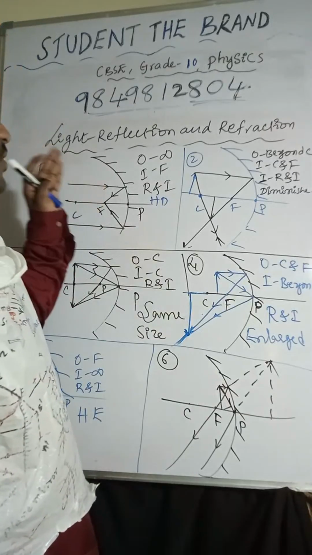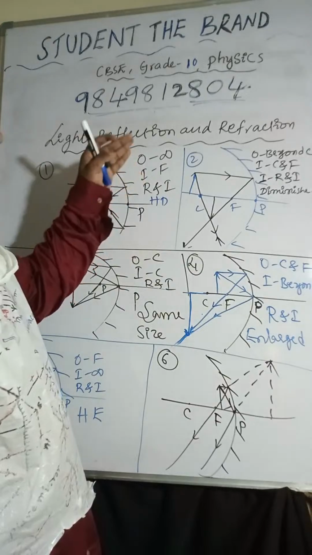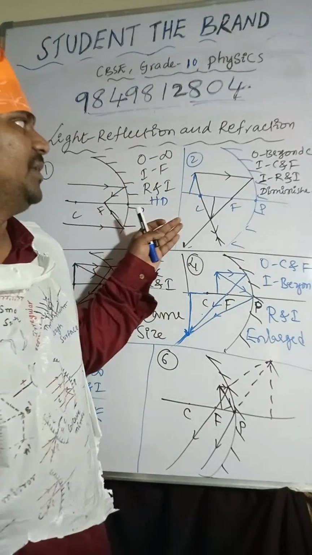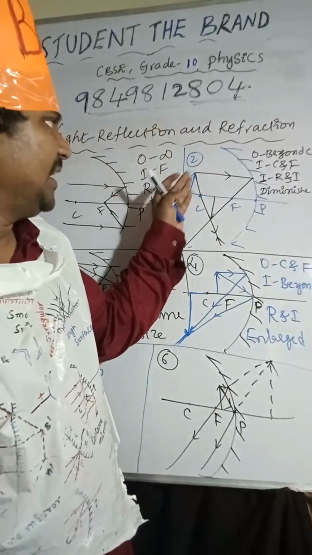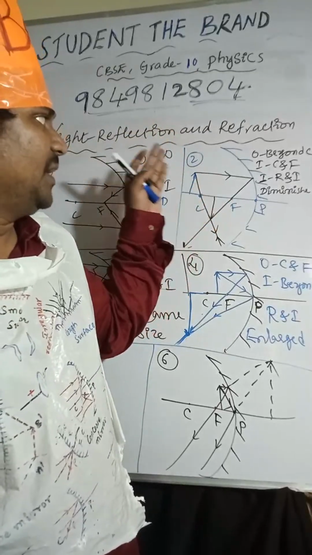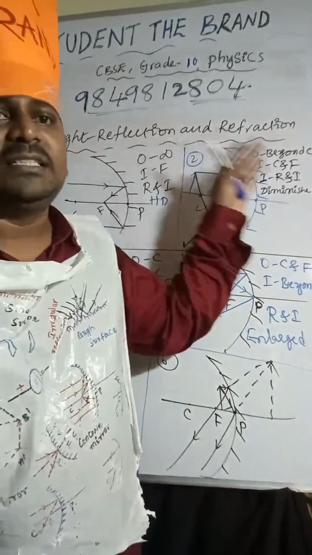Object is placed at infinity. Image is forming at focus. Nature of the image is real and inverted and size of the image is highly diminished. Object is placed beyond center of curvature. Image will form between C and F. Nature of the image is real and inverted and size of the image is diminished.